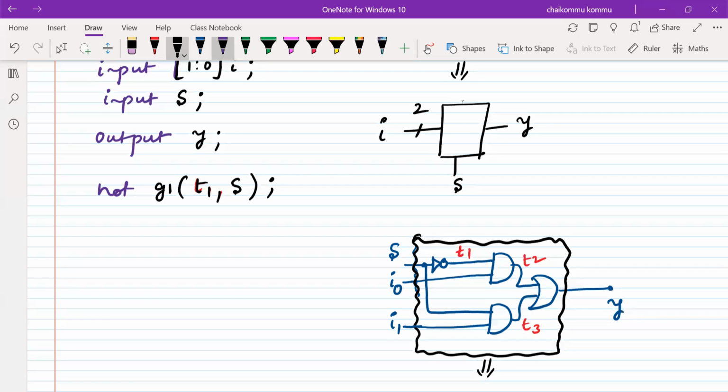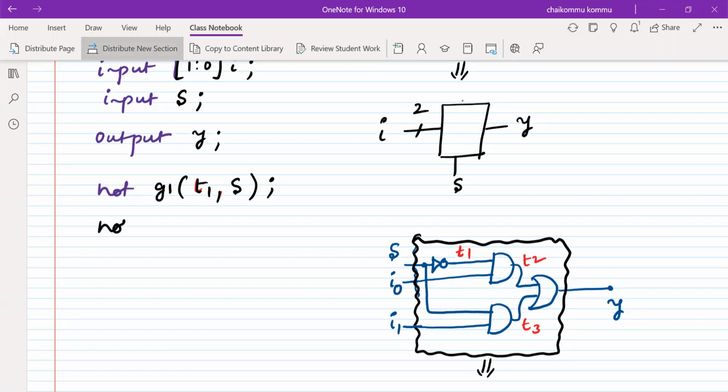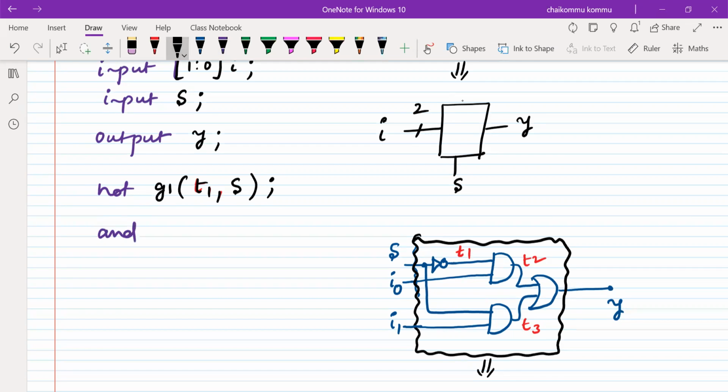Fine. Next, another gate is there. Another one is the AND gate. This is called G2. The output is T2. The inputs are T1, comma, I0. I0 we need to write in this way.